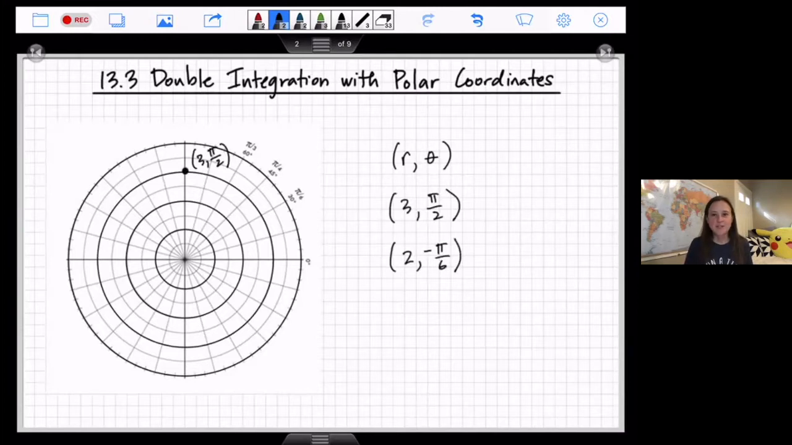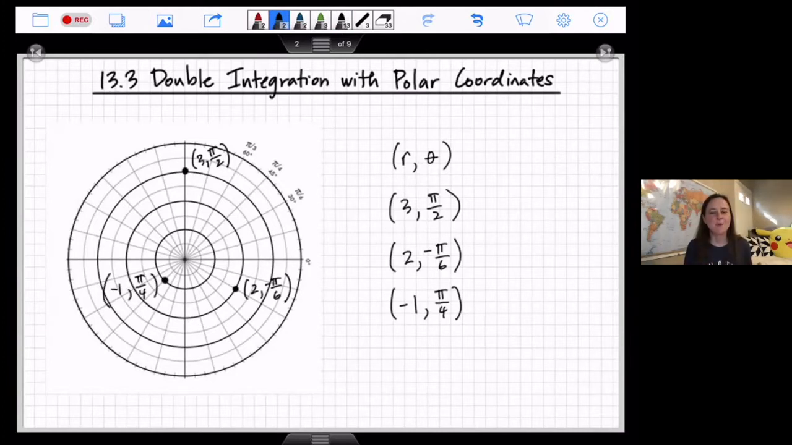All right, so negative pi over 6 means we go clockwise and look for pi over 6 or 30 degrees and go 2 in that direction. That would be that point down there, 2 comma negative pi over 6. And we could even have negative values of r. So if I decided to give you the point -1 comma pi over 4, we would find the angle pi over 4 in the first quadrant, but we would have to walk -1 tick mark in that direction, and that would get us down into the third quadrant. So pi over 4, -1 tick mark would land us there in the third quadrant.